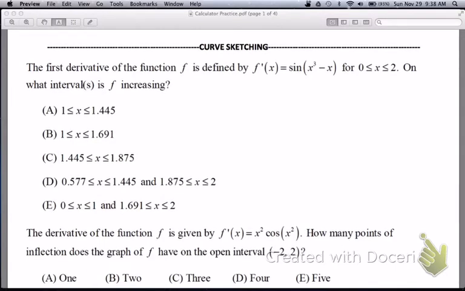So looking at this first one, it says the first derivative of the function f is defined by, and then it gives you the first derivative there on the interval from 0 to 2. It says, on what interval is f increasing? So first, before I even look to figure out what interval f is increasing on, I'm just going to try and figure out how I'm going to go about figuring out this problem.